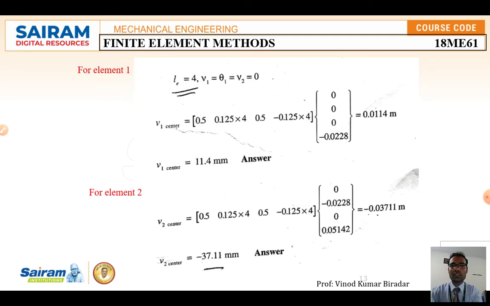Okay, so for the first element, here you calculate the individual deflection. For the first element, length is 4, V1, theta 1, V2 is 0, so substitute here. So finally you are going to get the end deflection of the first element as 11.4 mm. Similarly you have to calculate the second element. The second element deflection is equal to minus 37.11. Okay, so this is how we need to calculate the deflection for the separate elements, V1 and V2.